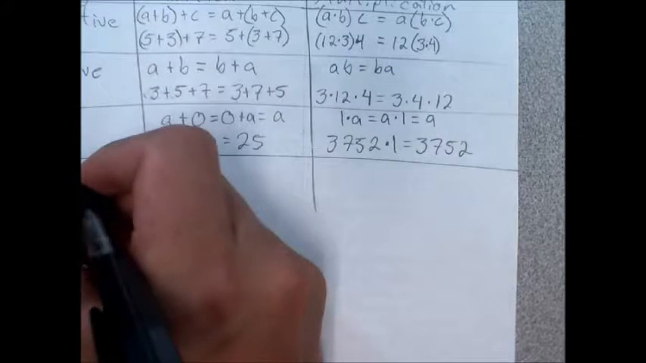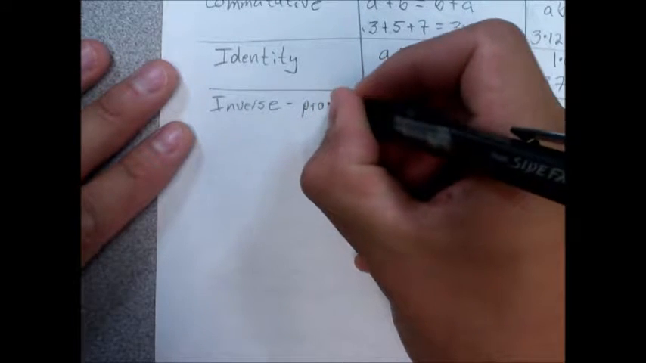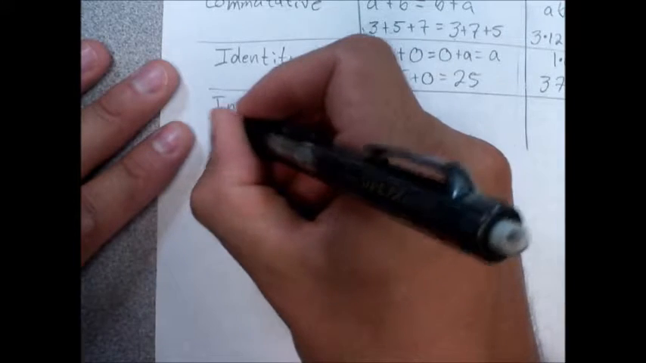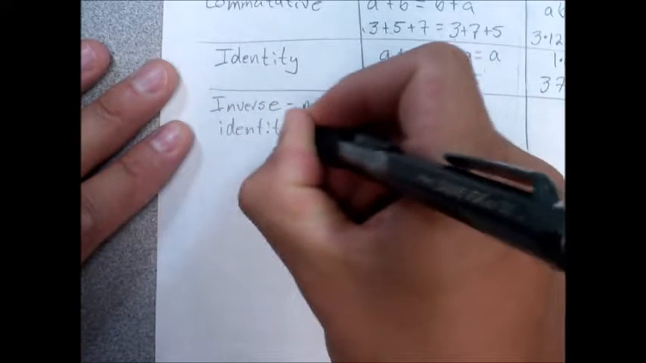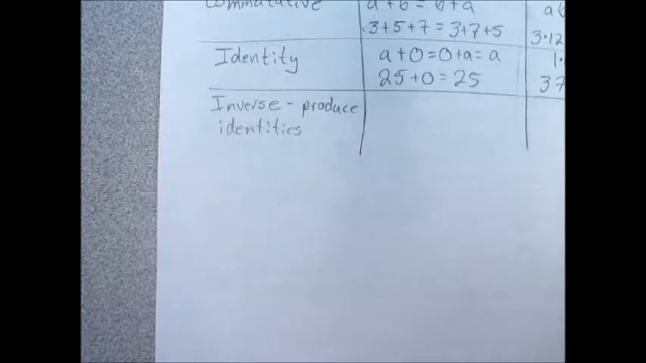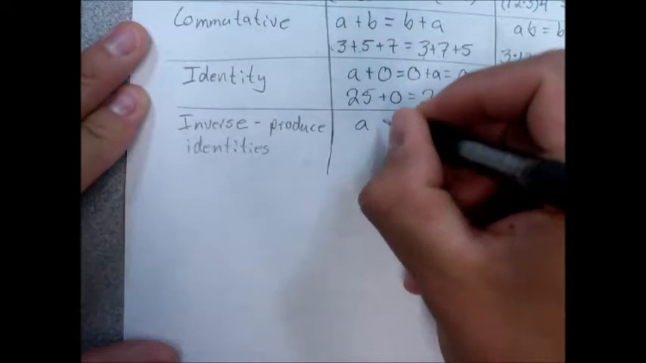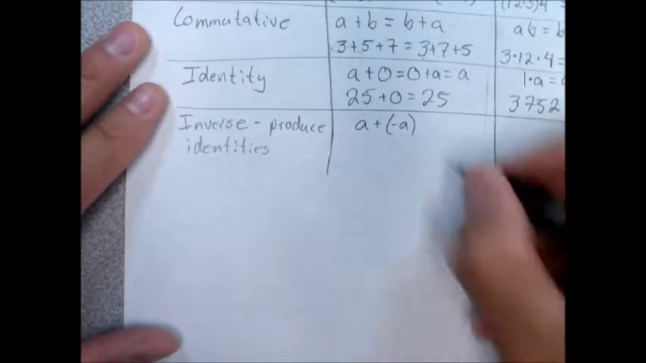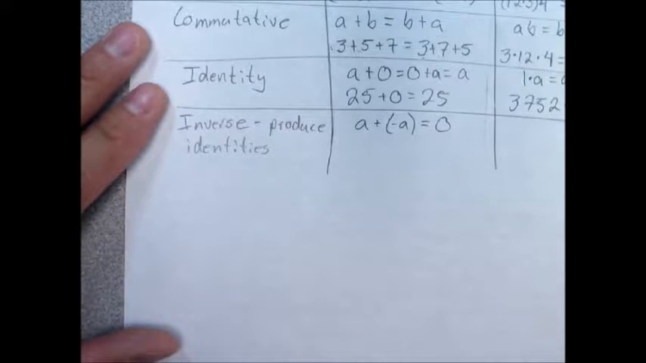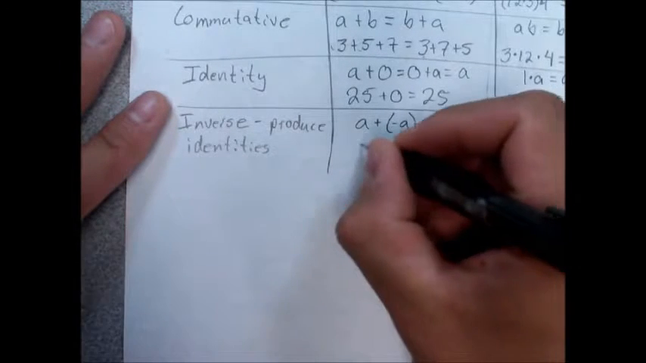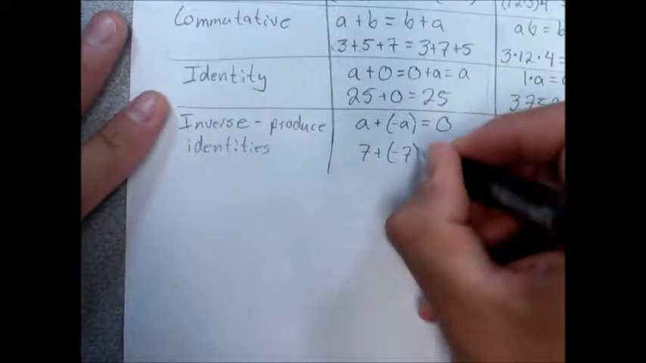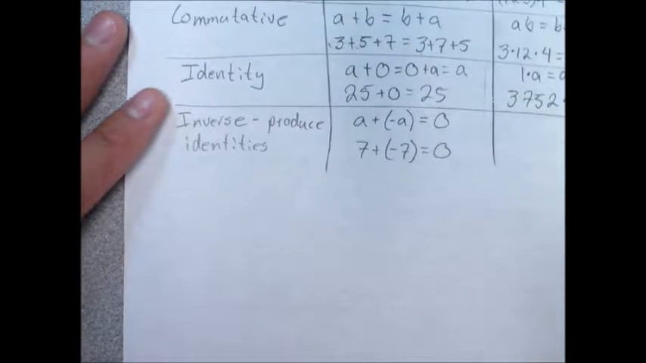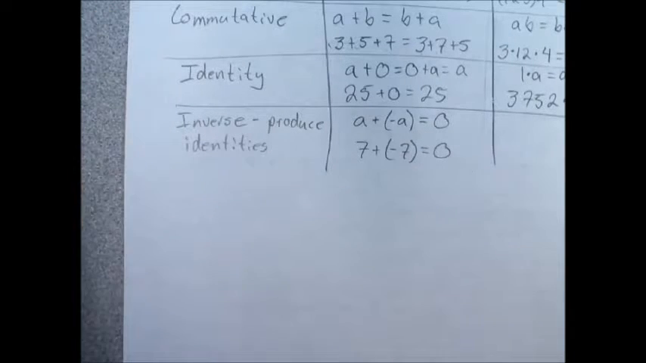All right, and I want you to put a little definition right here. Inverses, they always produce identities. Okay, now I'll make more sense of this here in a second. So a number, when dealing with addition, added to its inverse, which would be the opposite for addition, will give you its identity. Okay? So for example, the inverse of 7 is negative 7. And when I add those 2 together, I get the identity.